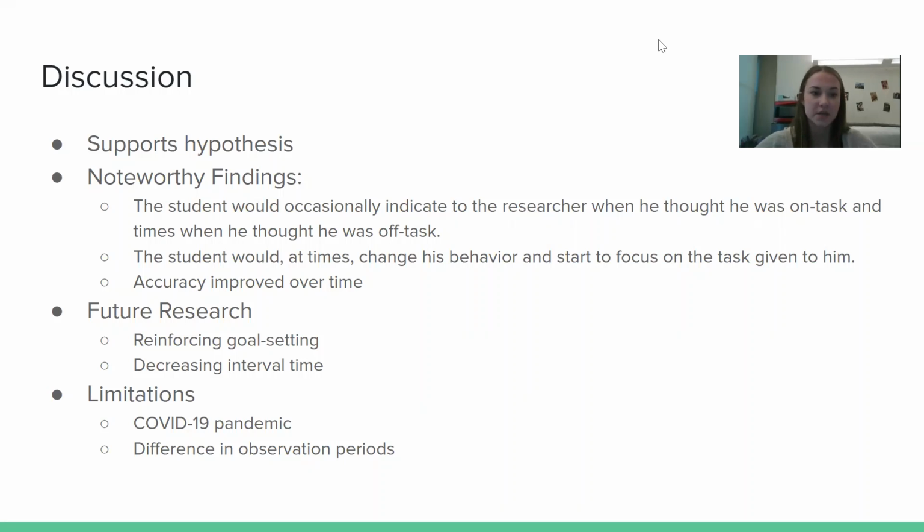In addition, there were limitations to the study, including the COVID-19 pandemic. I was able to go into the classroom, which was helpful. However, I had to sit far away from the participant, which made it difficult to see if he was actually on task or off task. In addition, there's a difference in observation periods because of other classroom activities. So there's a difference in the days of the intervention between math and language arts.